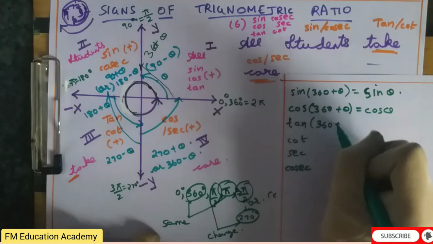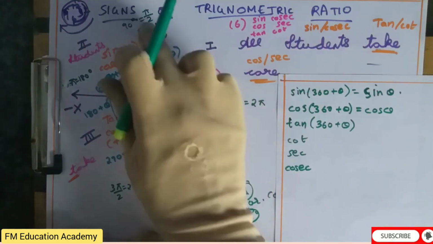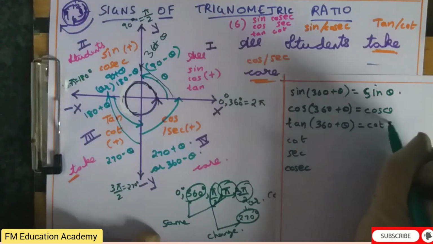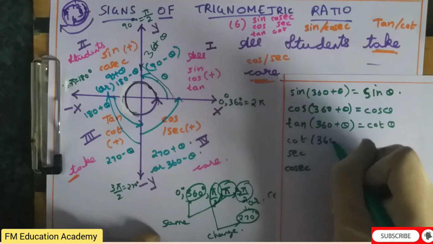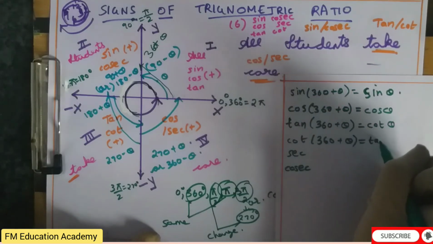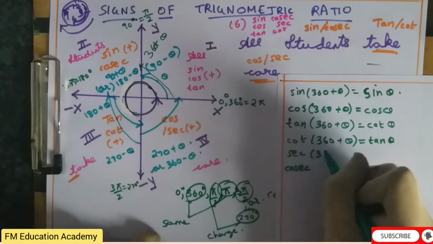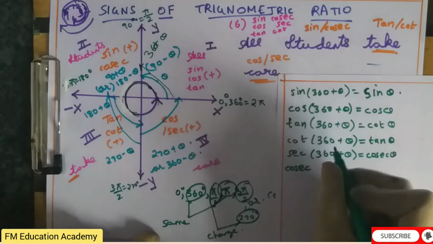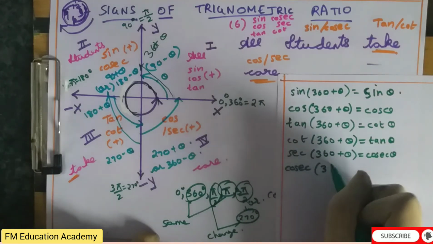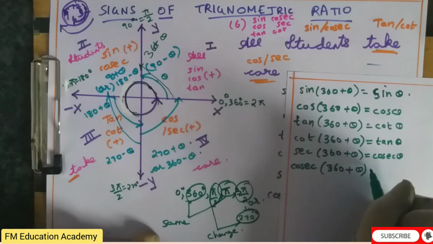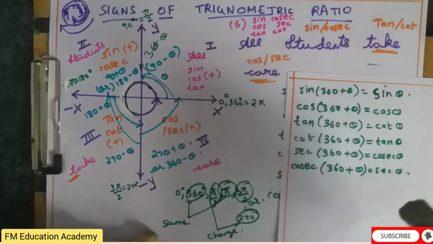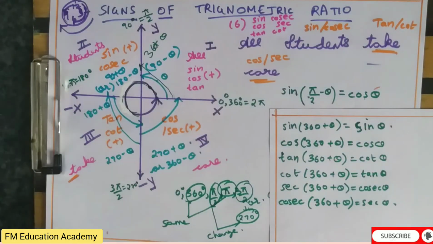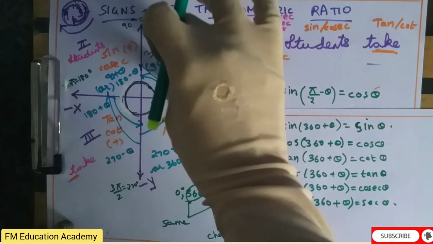It will be same only, because 360 plus theta means all will be in first quadrant, all will be positive. So tan 360 plus theta is tan theta. Similarly, cot 360 plus theta is cot theta. Secant 360 plus theta will be equal to secant theta. Cosecant 360 plus theta will be cosecant theta. I hope you are clear with 90 minus theta and 360 plus theta angles, that is when the angle is lying in first quadrant.